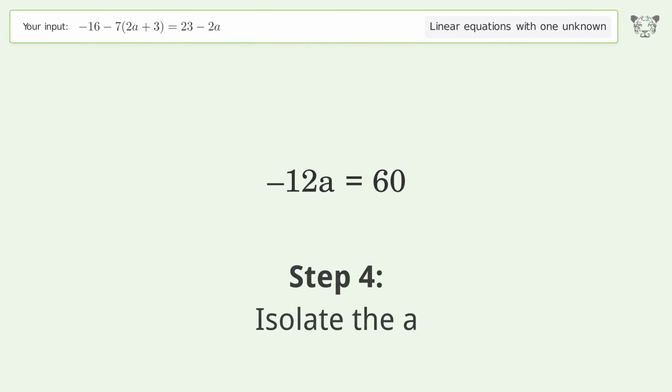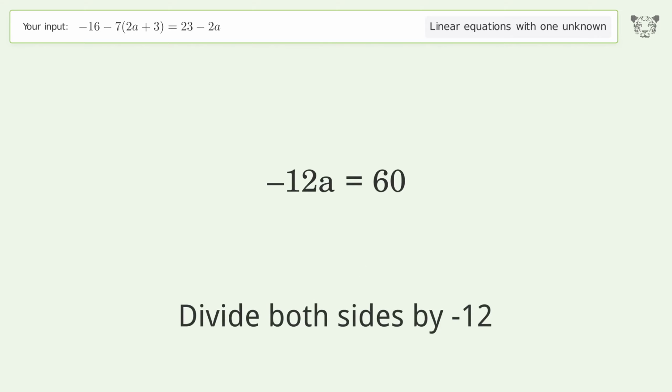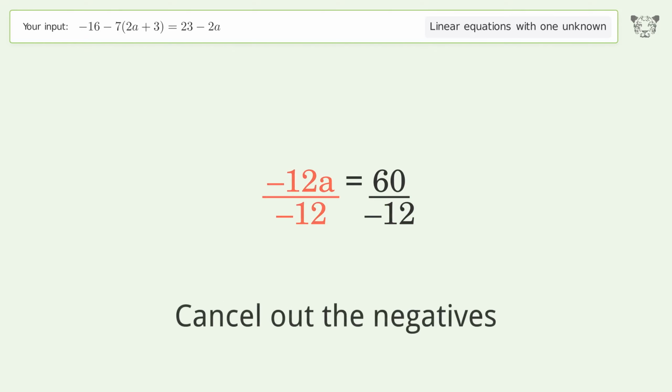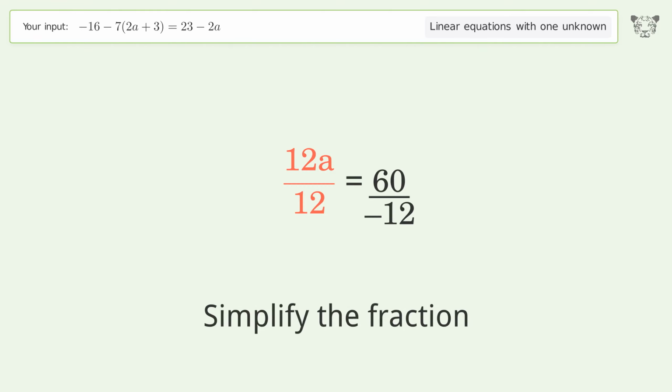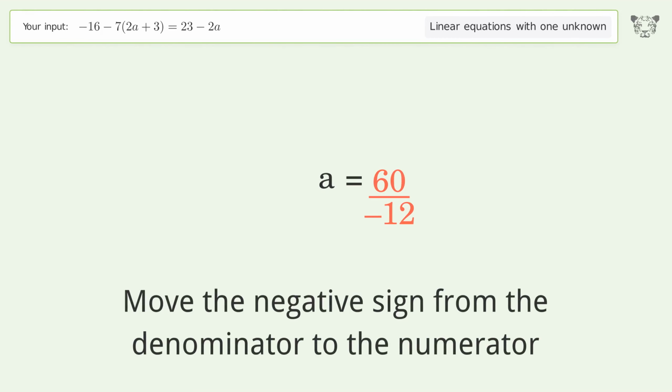Isolate the a. Divide both sides by -12. Cancel out the negatives. Simplify the fraction. Move the negative sign from the denominator to the numerator.